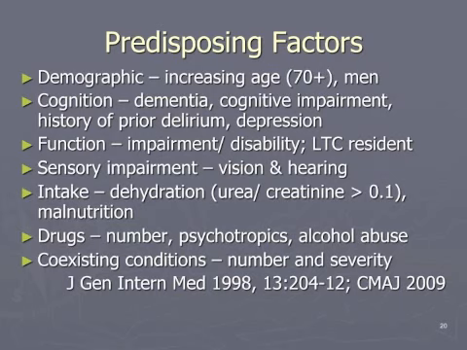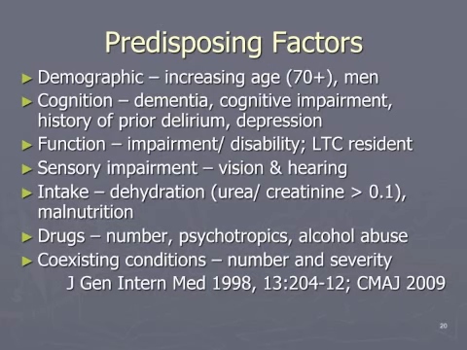Past history of delirium increases your risk of developing delirium later on with some insult, and depression also increases your risk. Functional impairment, a degree of disability, would increase your risk. If you're from long-term care, you're at higher risk. And sensory impairments, vision and hearing, would increase your risk. Dehydration and malnutrition are risk factors.